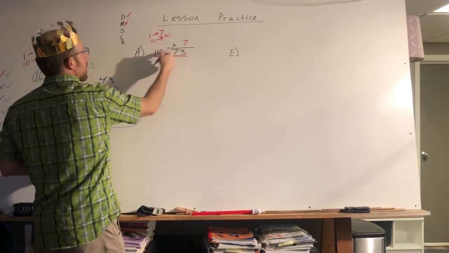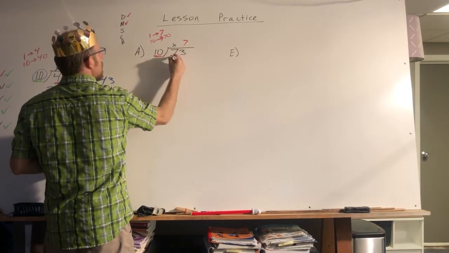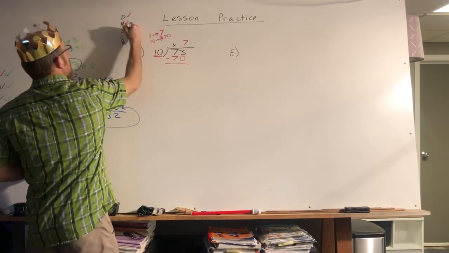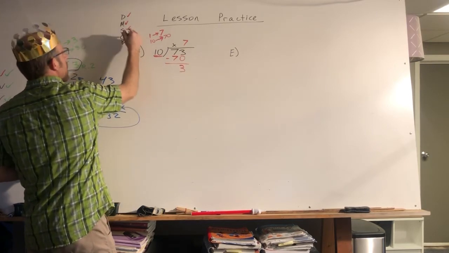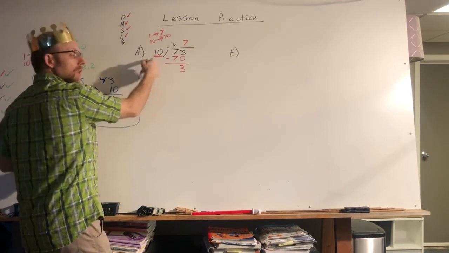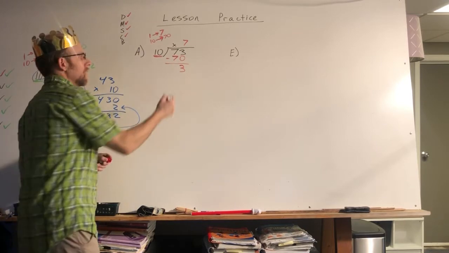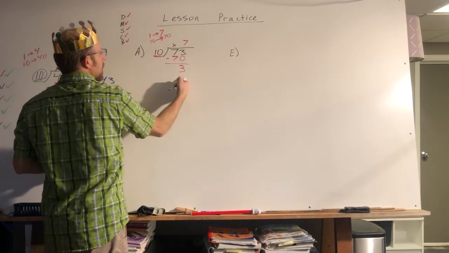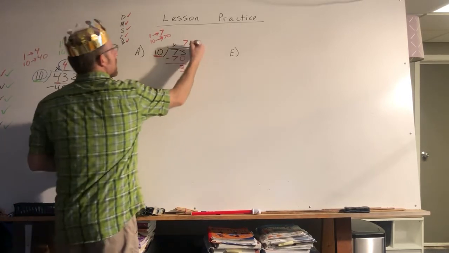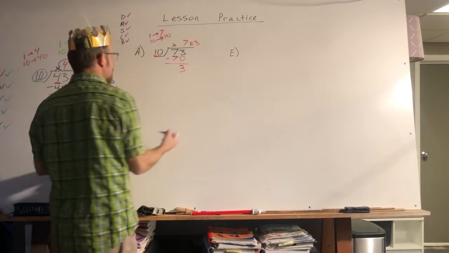10 times 7 is 70. Now I gotta subtract, 73 minus 70 is 3. Now I gotta compare, is 3 less than 10? Yes, it is. So now I bring down. There is nothing to bring down. So my answer is simply 7, remainder 3.